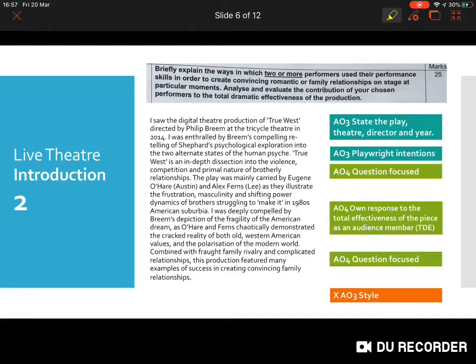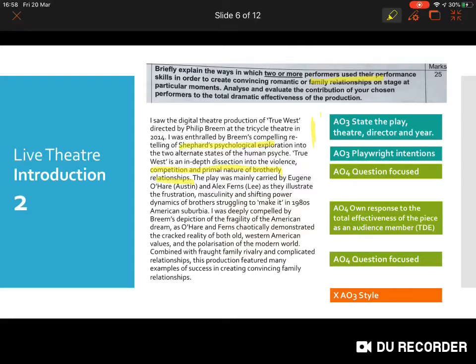So what have we got going on here? We've got question focused, this fantastic competition and primal nature of brotherly relationships, straight away taking the question of family relationships head on. All of the standard stuff at the start is said really briefly. There's playwright's intentions. Now, yeah, wouldn't it be better if we had production team intentions? But there's nothing wrong with that here. It would certainly lift it if those production team's intentions are mentioned at the start of the next paragraph.